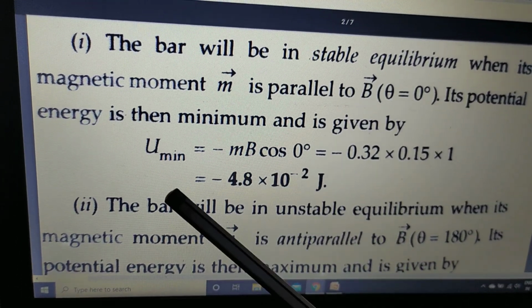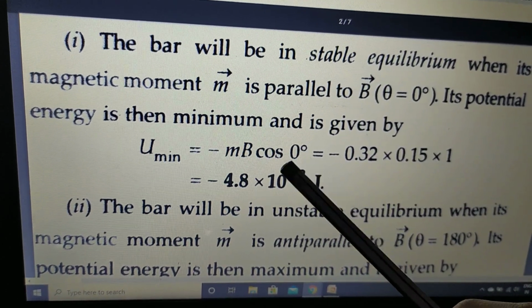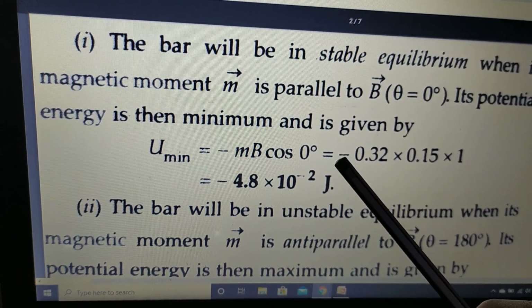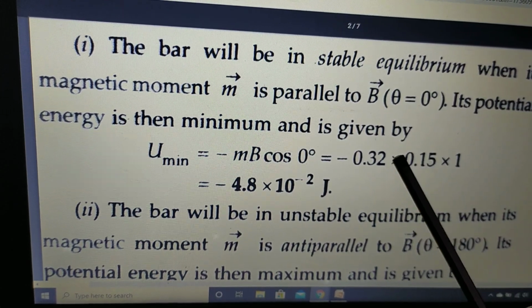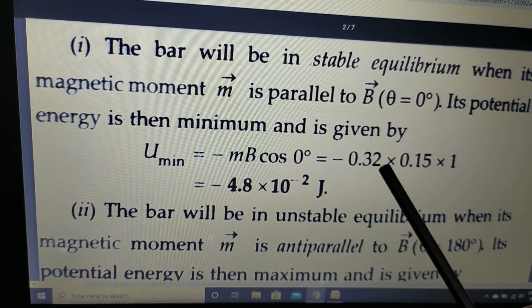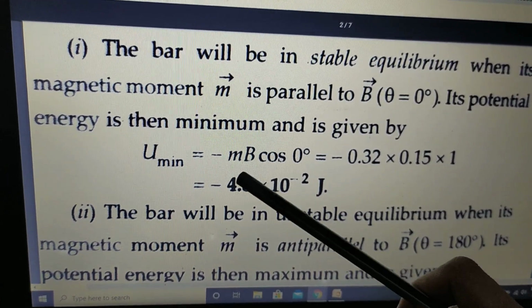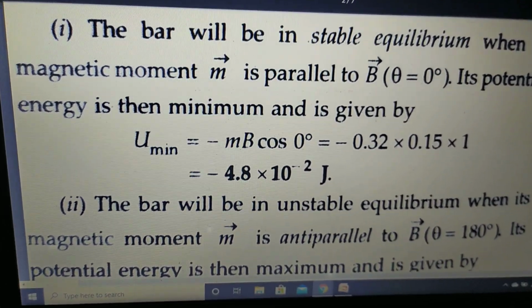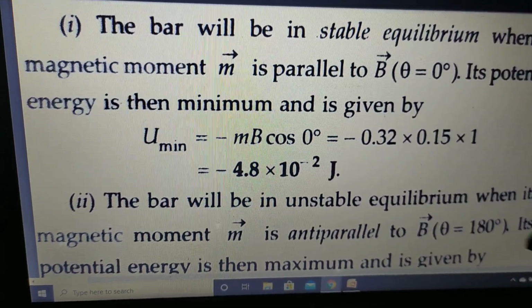So U minimum is equal to minus mB cos 0 degrees. After placing the values of the magnetic field and magnetic moment in this equation and solving it, in the final result we get the minimum potential energy as minus 4.8 into 10 to the power minus 2 joules.